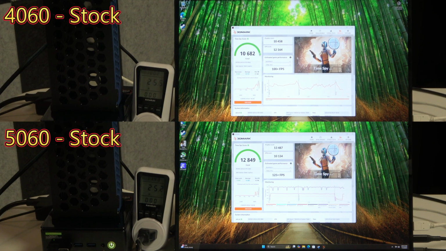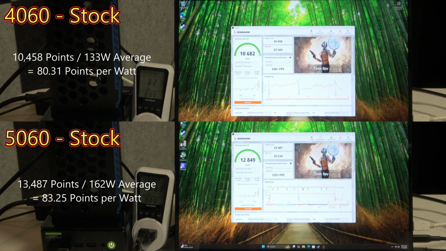So finally, we get our scores. The 5060 does 12,849 Timespy, where the 4060 does 10,682. However, we are only looking at the graphics score, as that is what we're testing for. So 10,458 points divided by 133 watt average gives us 80.31 points per watt on the 4060 at stock. And the 5060 gives us 13,487 on the GPU score. Divide that by the 162 watt average it was using, and we got 83.25 points per watt. So the 5060 actually is quite a bit more efficient, although it is using roughly 30 watts more power.